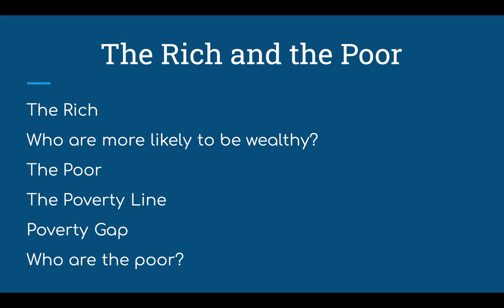Okay, so moving on to the rich and the poor. So who are they? The rich are families that fall within the top 10% of the income distribution. These are the people with an annual income of $196,000 or more. But again, that's an average. It's more like $300,000 a year. Must be nice, right? And again, that's nationally, right?